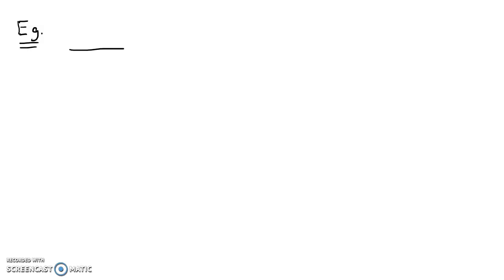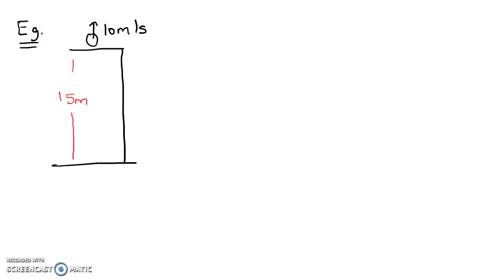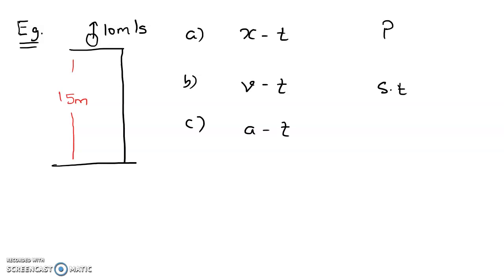In this case, say for example, I throw a ball with a velocity of 10 meter per second vertically upwards. Okay, and say for example the height of this tower is 15 meter. Now again I need to draw three graphs: x versus t, velocity versus t, and acceleration versus t. Okay, so let's come to the point. In this case, this has to be a parabola, this has to be a straight line, and this has to be a constant. The parabola would be the same type, it has to open downwards.